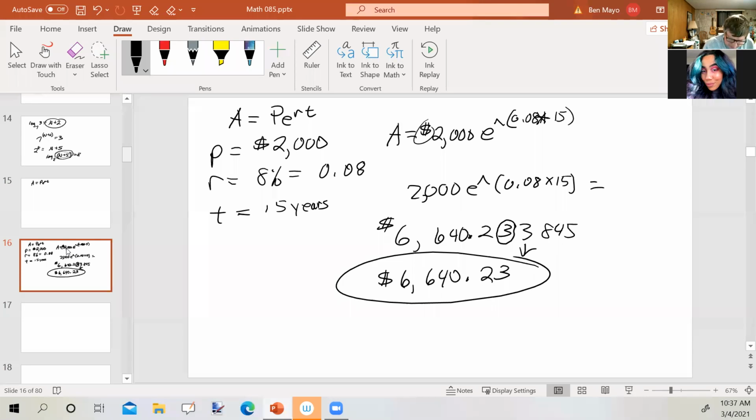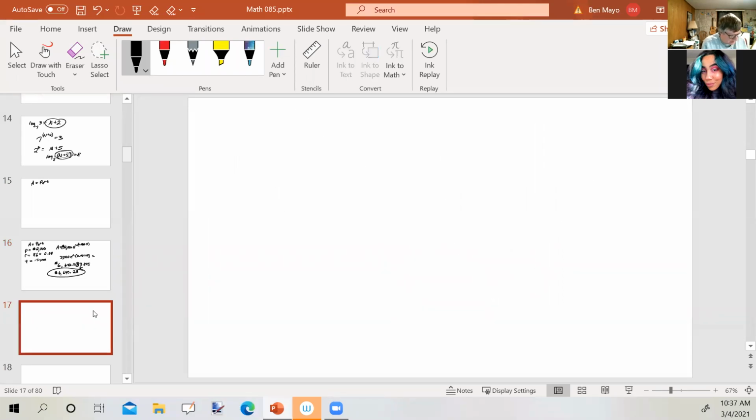All right, let's take a look at another example. This says determining the previous balance. An account now contains $3,610 and has been accumulating interest at 8% annual interest, compounded continuously. How much was in the account 4 years ago? All right, since it's being compounded continuously, we're going to use that formula again. It says an account now contains $3,610. So we're going to go backwards. We know the final amount.